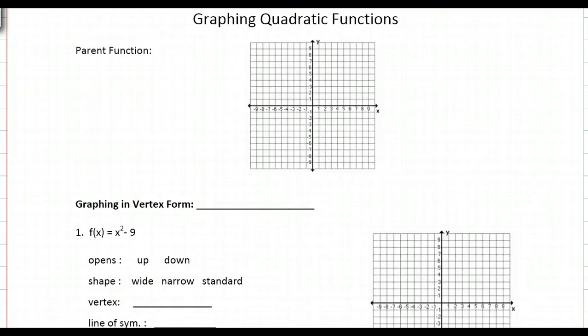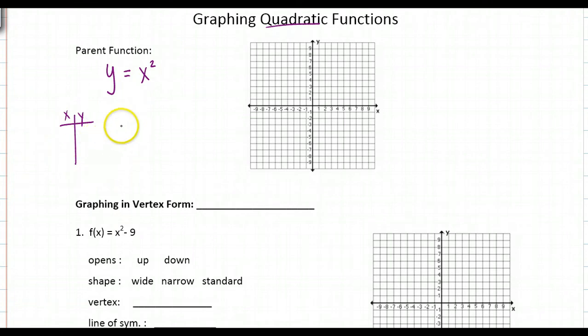Hi everybody, today's video is all about graphing quadratic functions. So the parent function that we always start with is y equals x squared. Anytime it has an x squared, that means it's quadratic. So how we can figure out where this graph goes is maybe we would make an xy table.